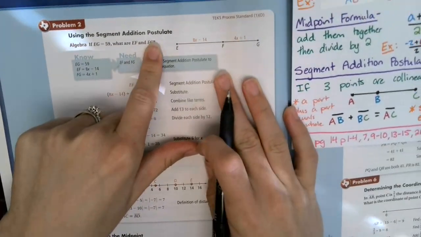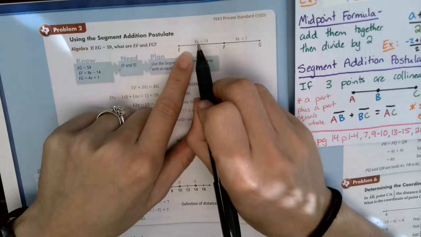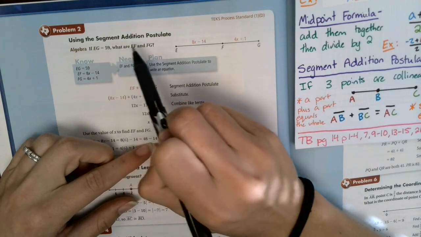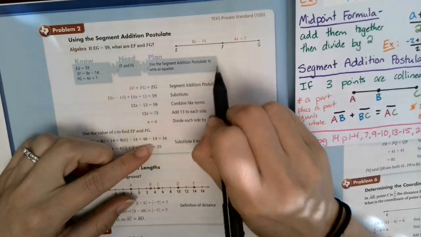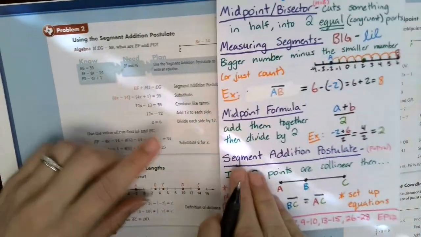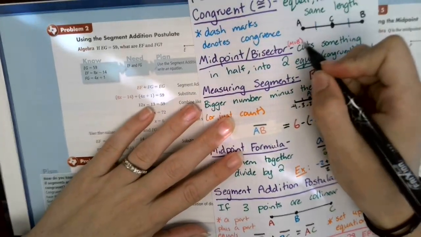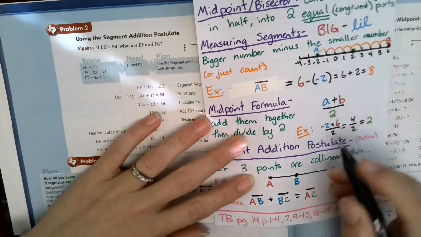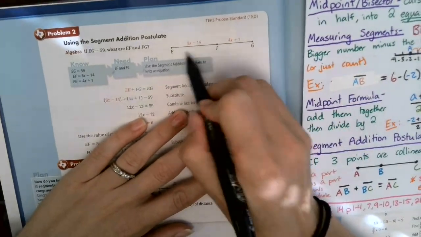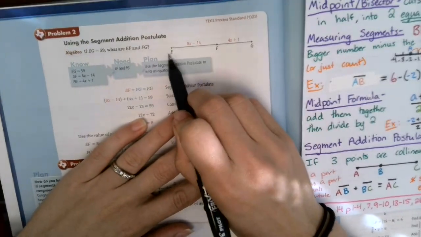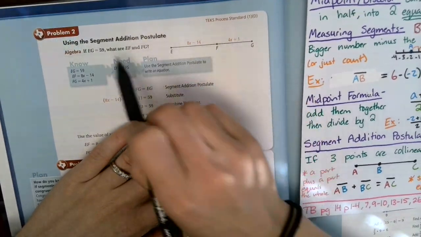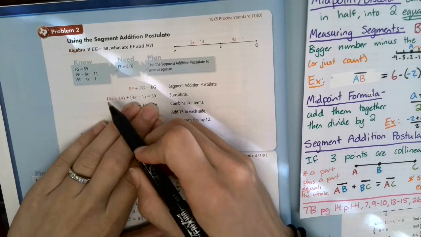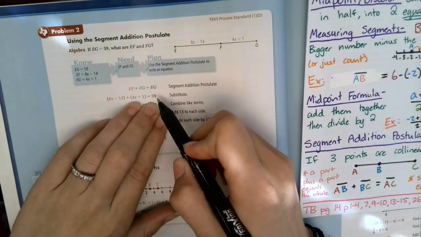Look at this. Someone might be tempted to just say, I'll set this part equal to this part. But there's nothing in this problem that says that F is the midpoint. So I cannot use midpoint bisector. That does not work. I have to use part plus part equals whole. So I can say this part plus this part equals this whole, EG, which the problem tells me is 59. So that's how they set it up here. This part plus this part equals the whole.